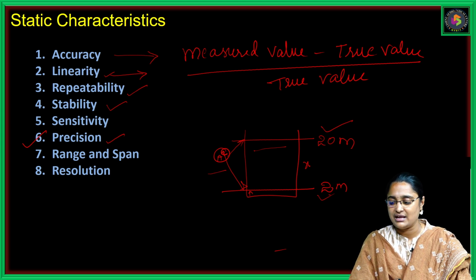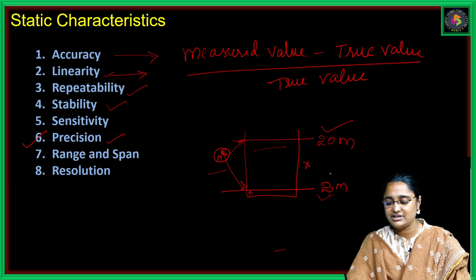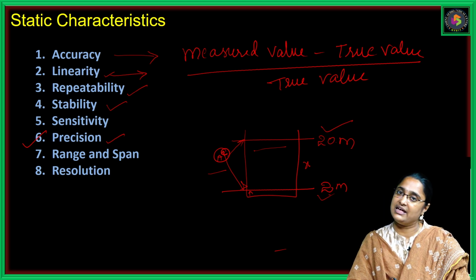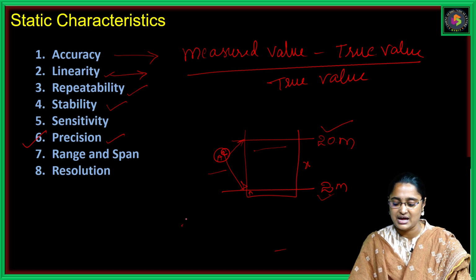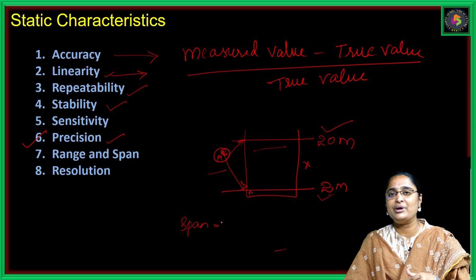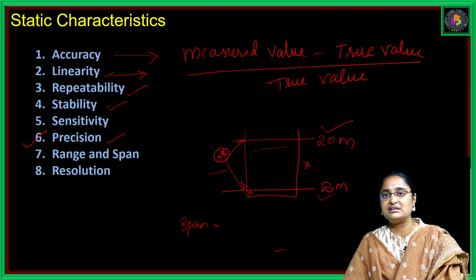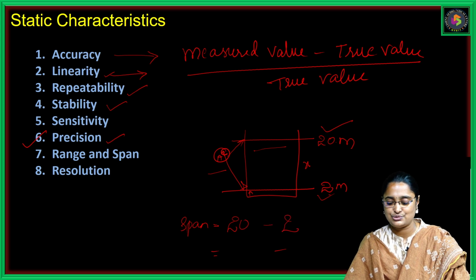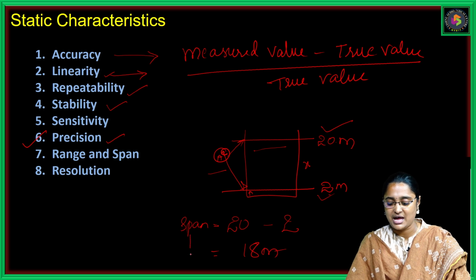Now span. For example, we have taken here 2 meters and 20 meters as the minimum and maximum range of the transducer that can be used, right? Now the span tells you the actual movement of that transducer or the system that is being used. Here the maximum range is 20 meters and the minimum range is 2 meters, so 20 minus 2 gives you 18 meters. The span of this transducer A is 18 meters.